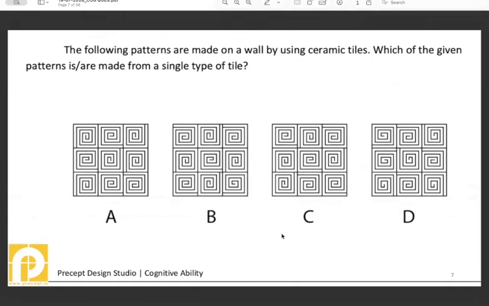The following patterns are made on a wall by using ceramic tiles. Which of the given patterns is or are made from a single type of tile? Which of these options are made from one single type of tile? One single type of tile means it's a ceramic tile, which means mirroring is not possible. Rotation is possible. Okay. So let's look at all the options.